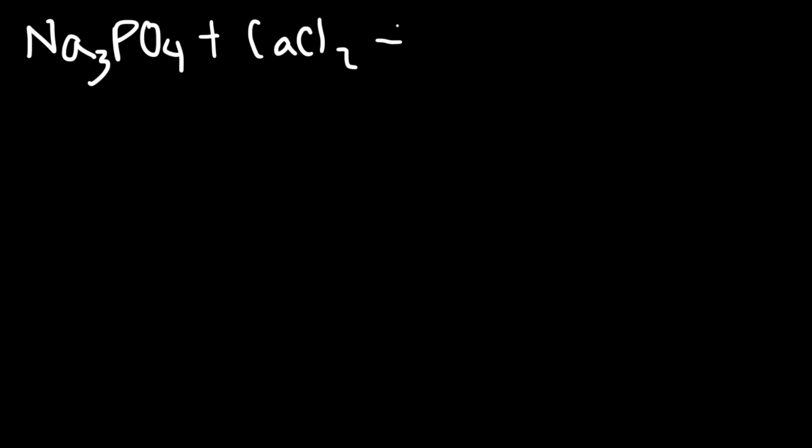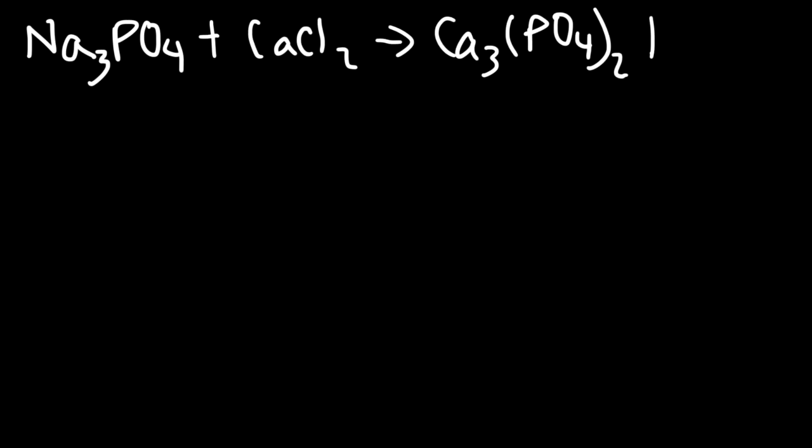Now, here is a harder example. So this is called a double replacement reaction. We're going to make sodium phosphate with calcium chloride, and we're going to get calcium phosphate, Ca3(PO4)2, plus sodium chloride.